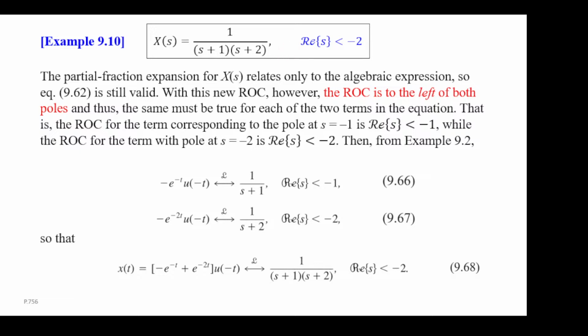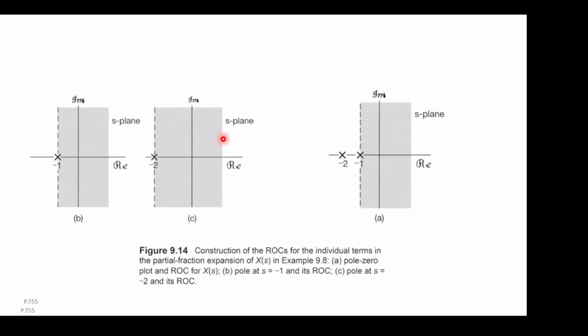I believe we don't have a picture here, but hopefully we can imagine it. Since we have time, maybe I'll draw a little bit here also. So the ROC is now left-sided, on the left side of both of the poles. And as before, we can break this into 1 over (s plus 1) minus 1 over (s plus 2).